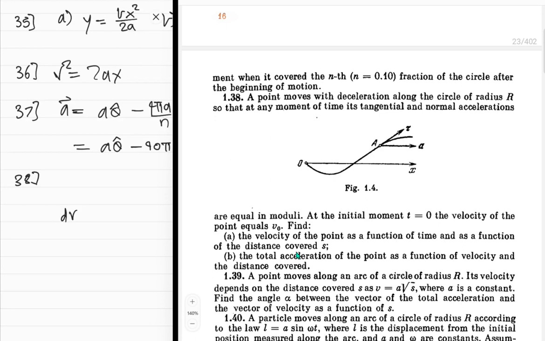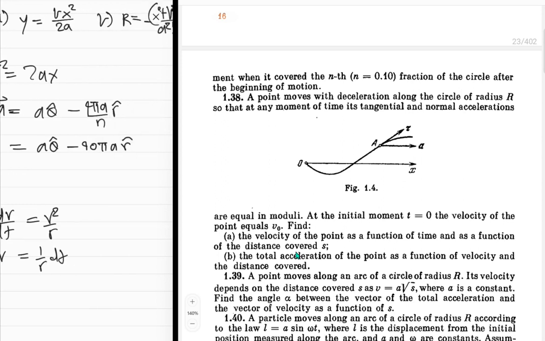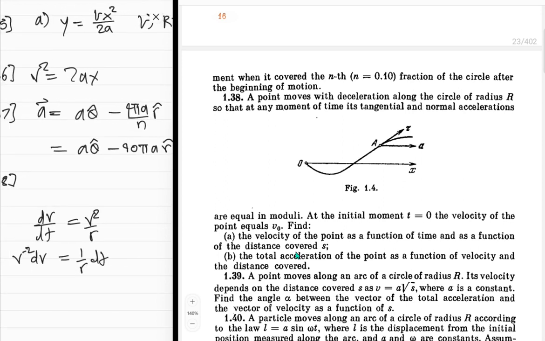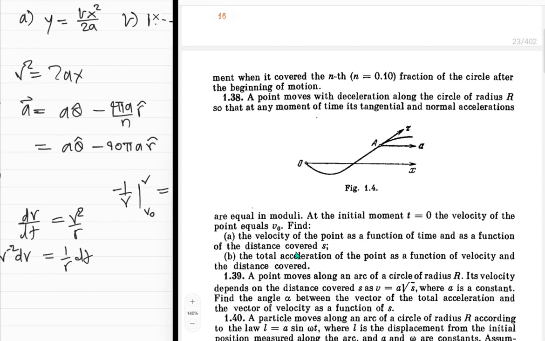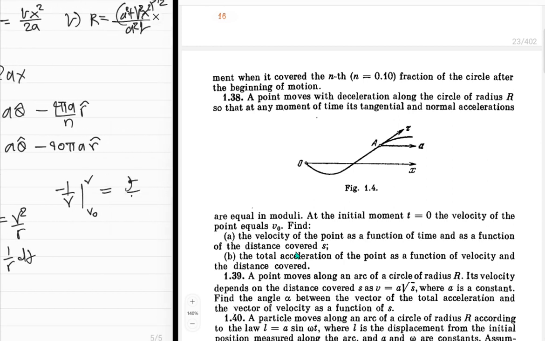First of all, we have dv upon dt, where v is the speed. This will be equal to v squared upon r. R is fixed, I think, right? So you can just write dv times v to the power negative 2 is equal to 1 upon r dt. Then integrating this, we get negative 1 upon v, as v goes from the initial velocity to the final velocity, equal to t upon r.